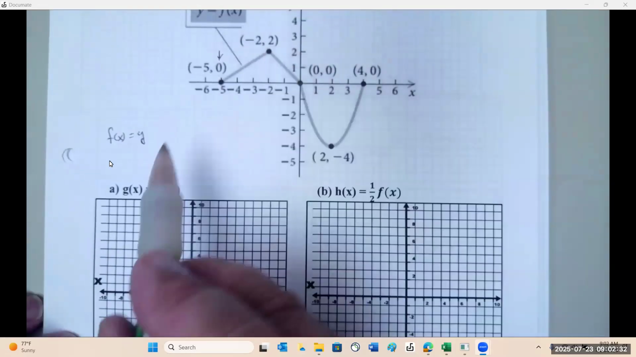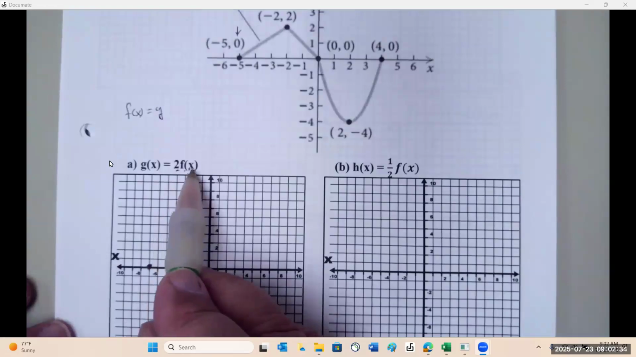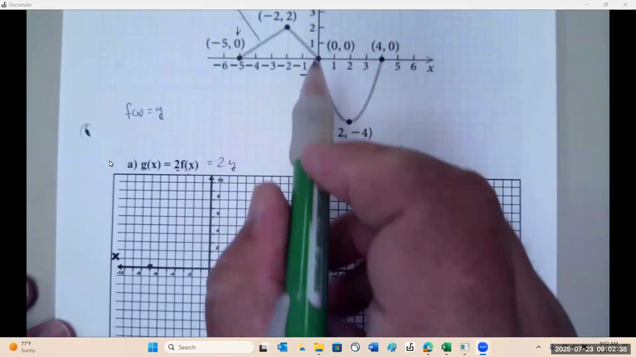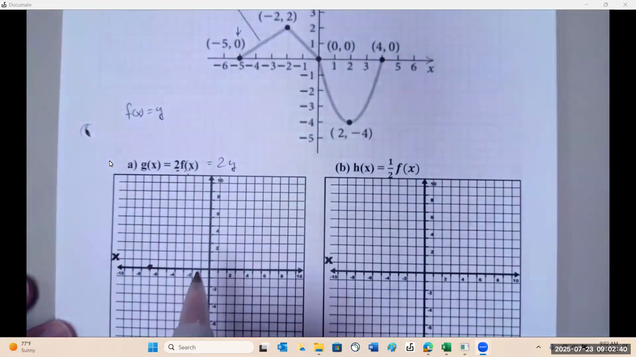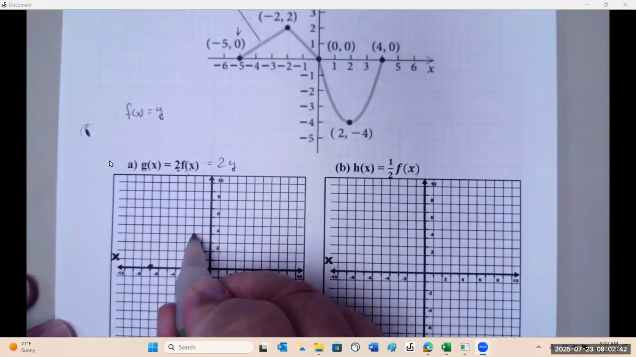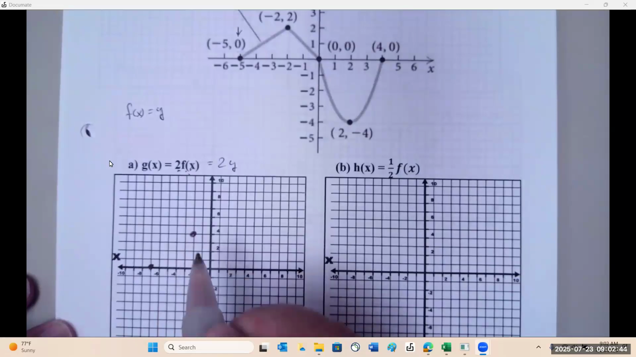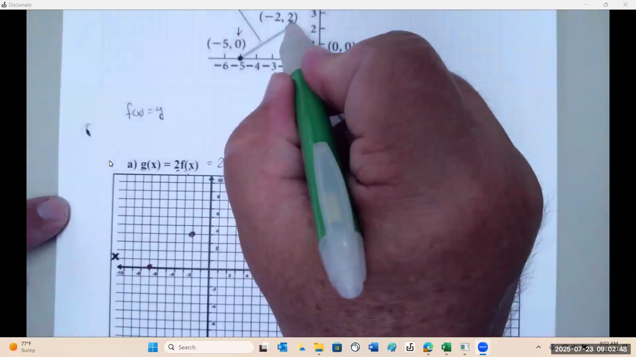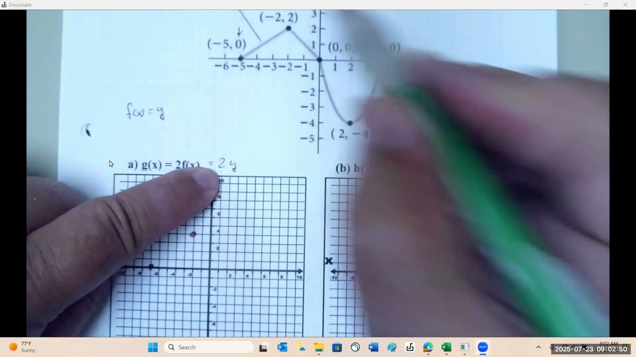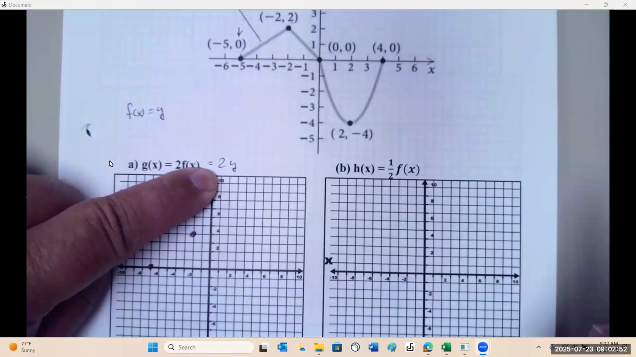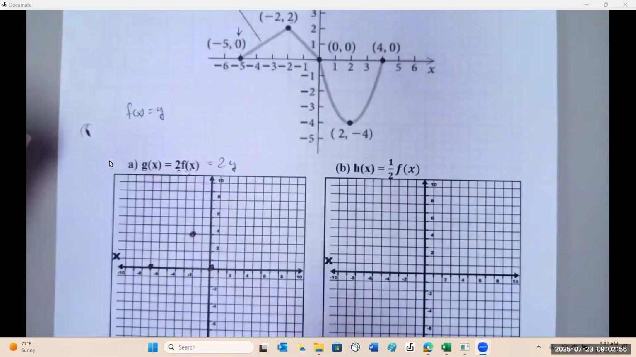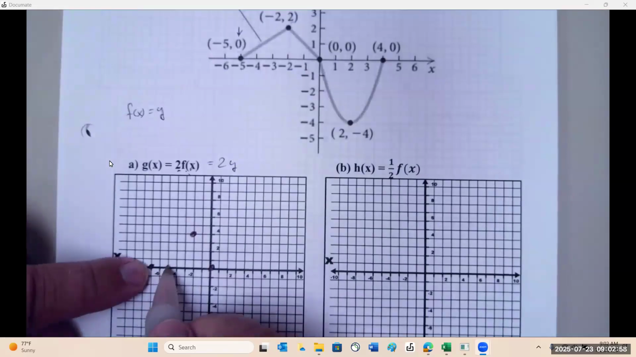What are you multiplying by? This is 2 times y. Yeah, it becomes negative 2, 4. Because I'm taking my y value, I multiply it by 2. The origin stays there. Oh, that's not 5. 5 is right here. Sorry.